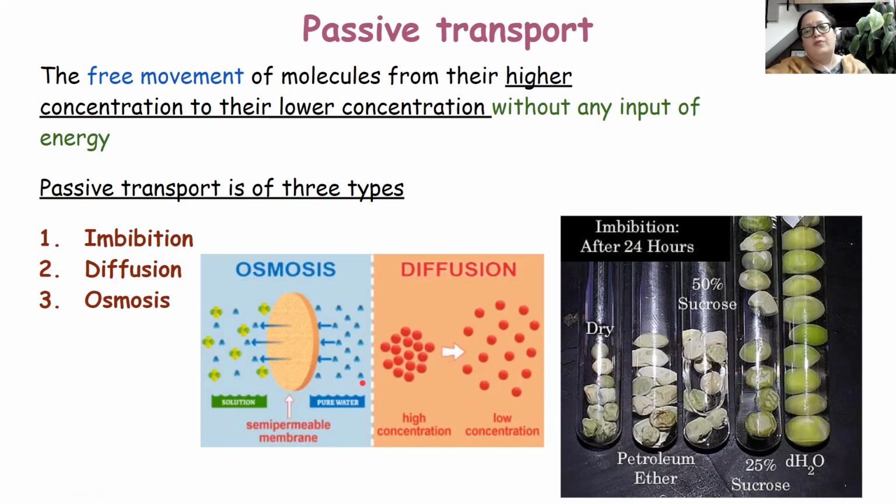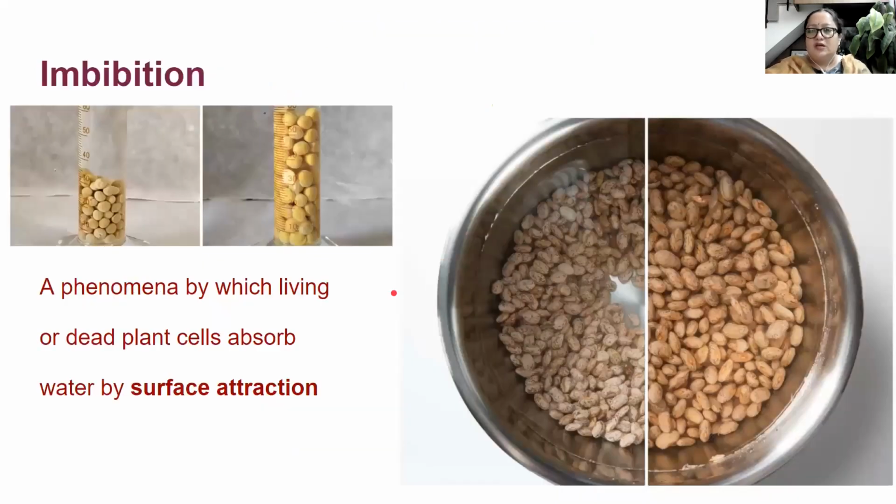Osmosis is also from high concentration to low concentration, but this is restricted to a solvent, and generally the solvent happens to be water. There is one catch here. It is always across a semi-permeable membrane. So it is also diffusion of substances, the solvent, from a high concentration to a low concentration, but across a semi-permeable membrane. So let's study imbibition in detail now.